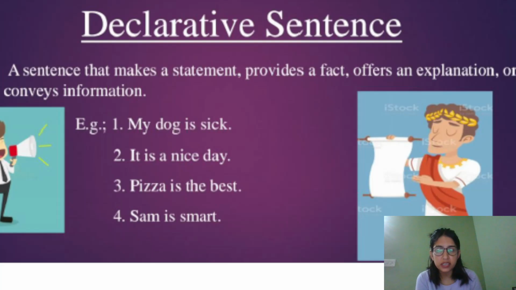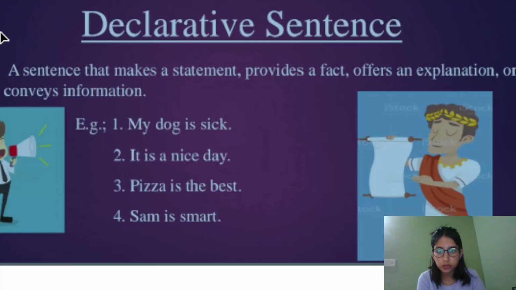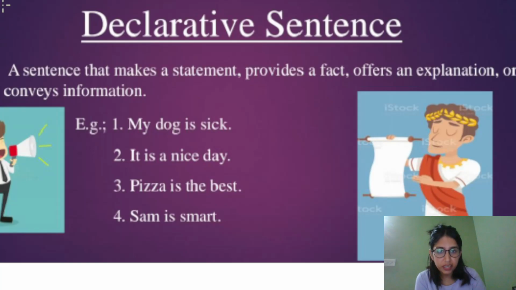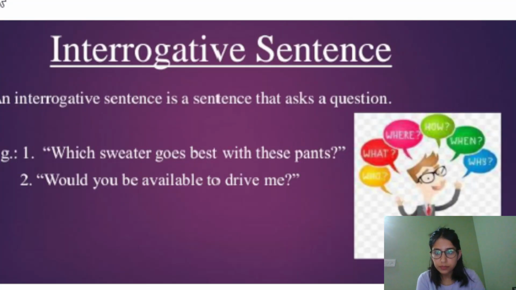My dog is sick. It is a nice day. Pizza is the best. Sam is smart. These are a few examples of declarative sentences, where a statement is being made which provides a fact, offers an explanation, or conveys information. Yes, so we'll be moving forward. I hope you understand how declarative sentences are made.